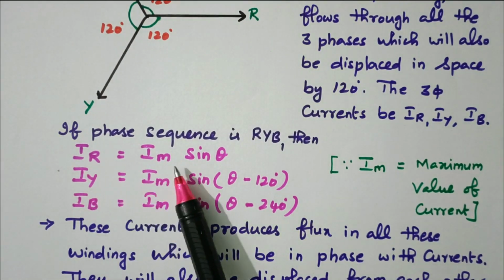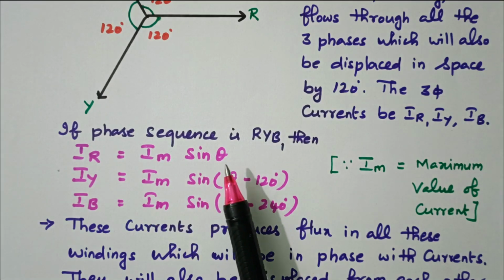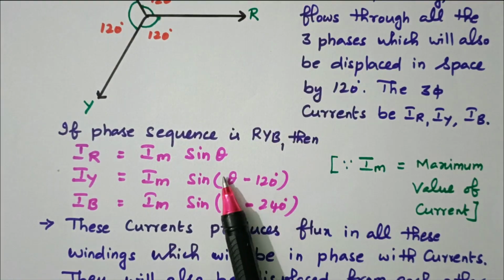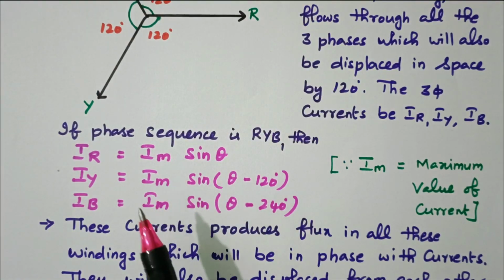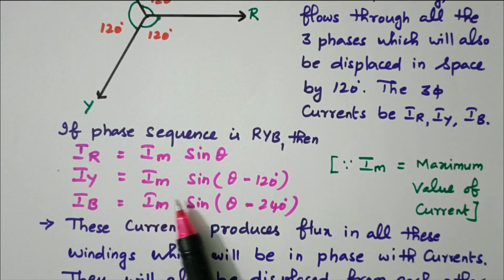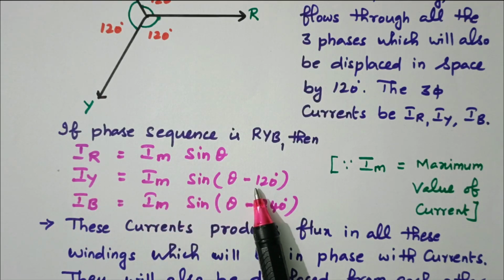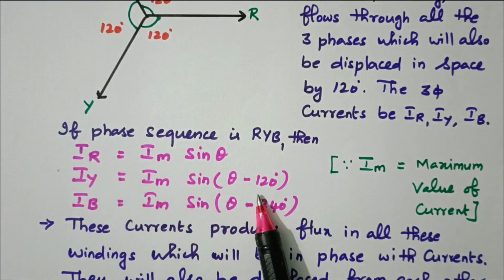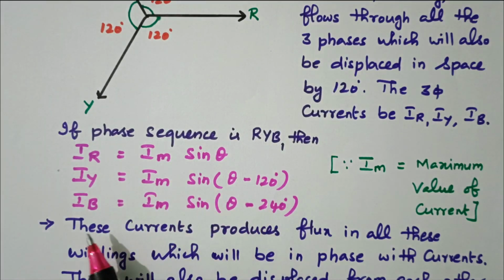So IR equals Im sin theta, because we'll take IR as the reference, 0 degree. Im is nothing but the maximum value. So IY equals Im sin(theta minus 120 degrees). So there is a phase displacement of 120 degrees between R and Y, so it is minus 120 degrees. And IB equals Im sin(theta minus 240 degrees).